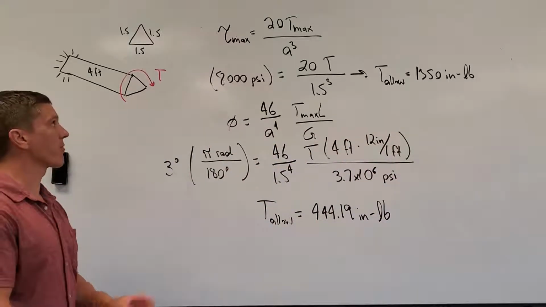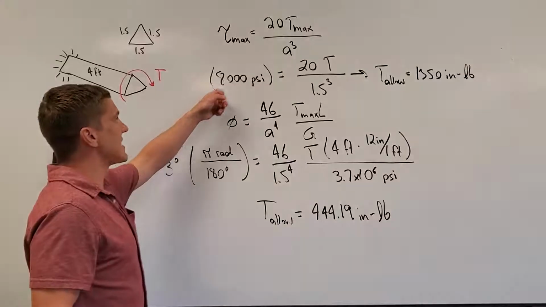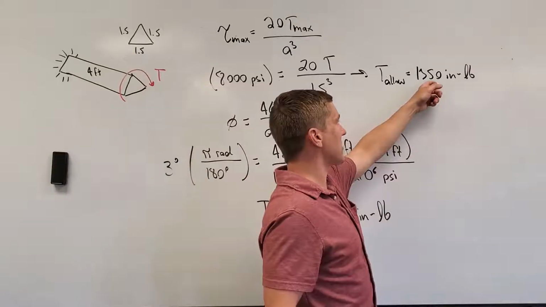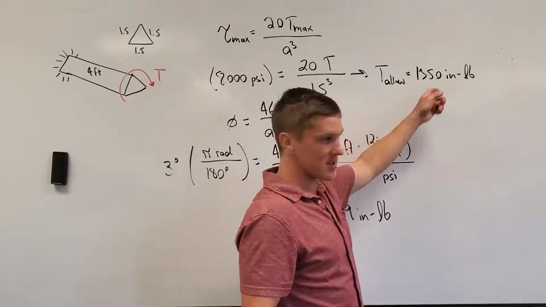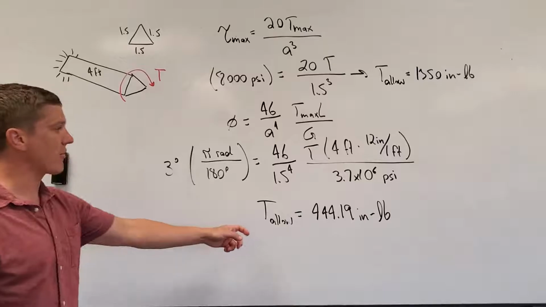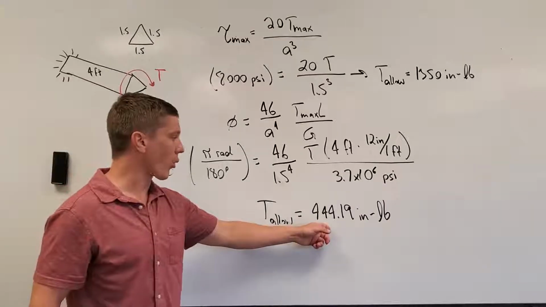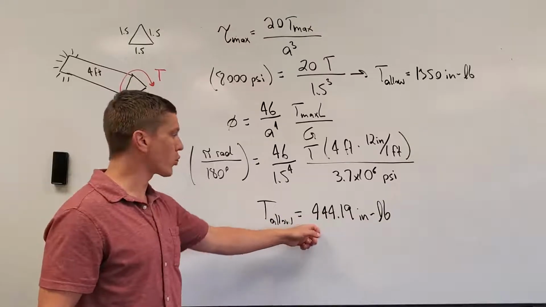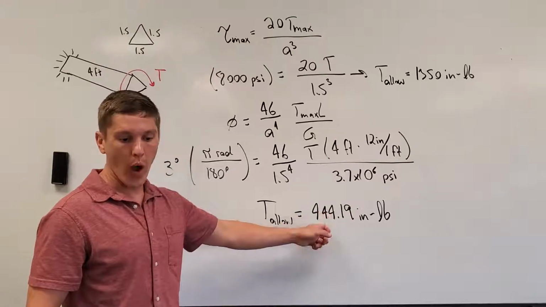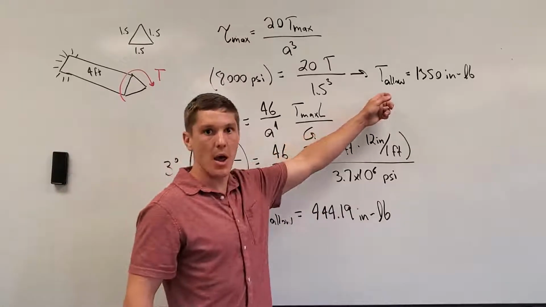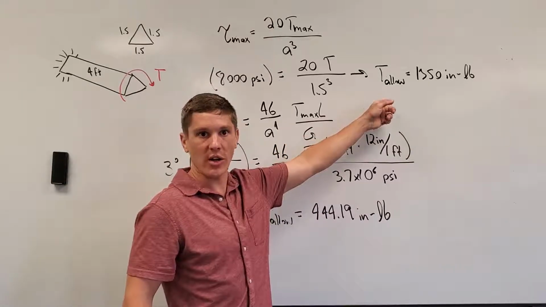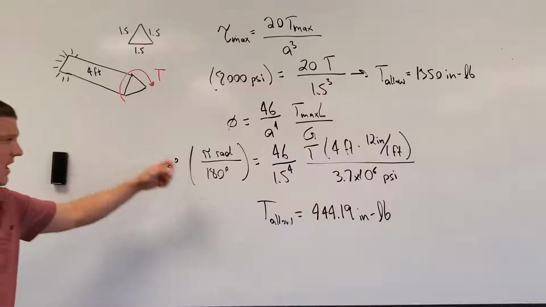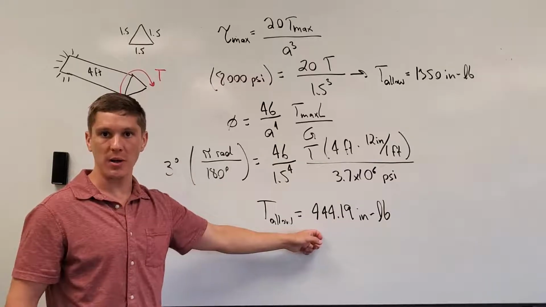So we see that from our first criteria, in which we could not exceed 8,000 psi in shear stress, we were allowed to put 1,350 inch-pounds, whereas for our maximum rotation of only 3 degrees, we're limited to 444 inch-pounds. So this would be the answer to the problem. We would reach our 3 degrees of rotation well before we reach our 8,000 psi maximum shear stress criteria. So in this case, our maximum allowable torque that we can apply to the free end of the shaft is going to be 444 inch-pounds.